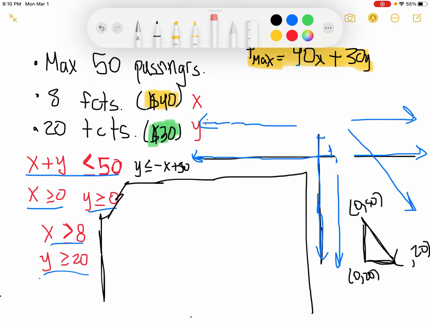Okay, let me see if I can fix this. So it's like this. That's the y-axis. This is the x-axis. That's there. And then, still not the best. So really it's this. This is the region.